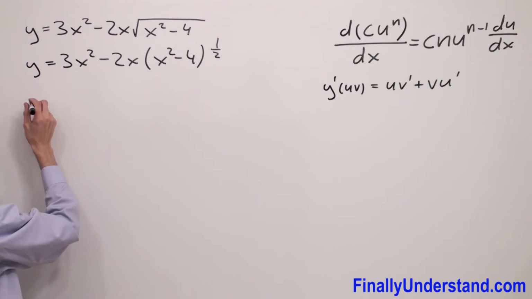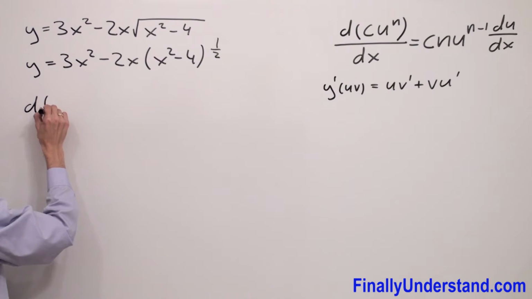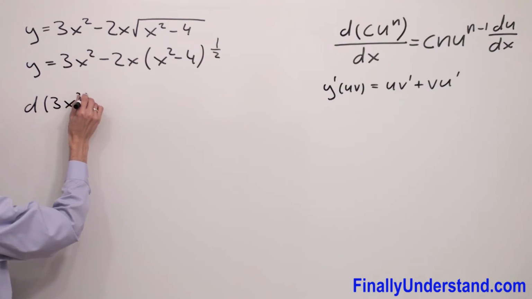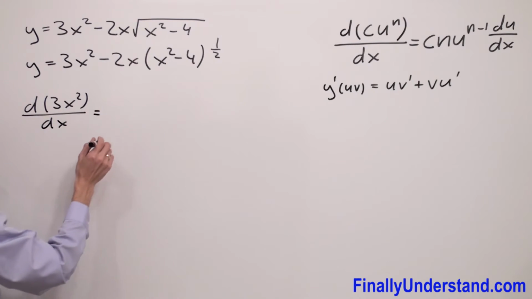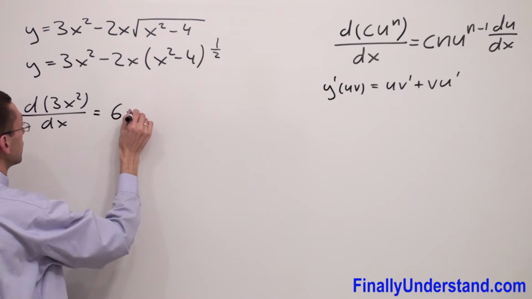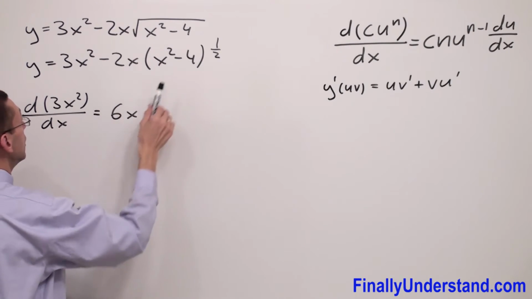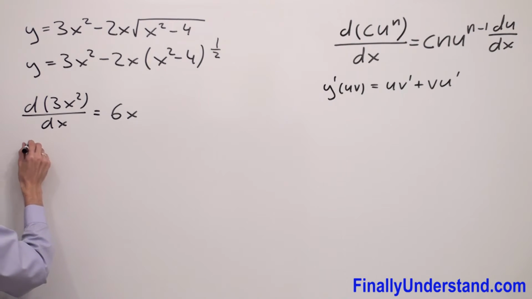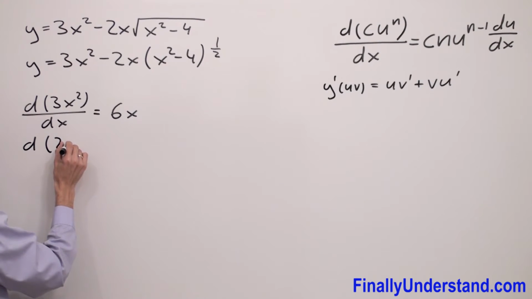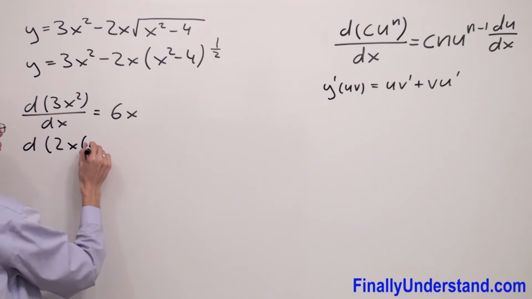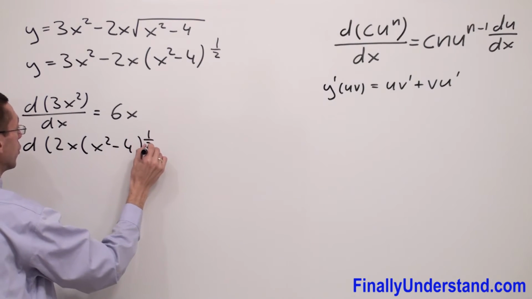So I'm going to write that I have to find the derivative of 3x squared over dx. This is equal 6x, okay? And I'm going to find the derivative of the second term. So I have the derivative and I have 2x and I have (x squared minus 4) to power 1/2.